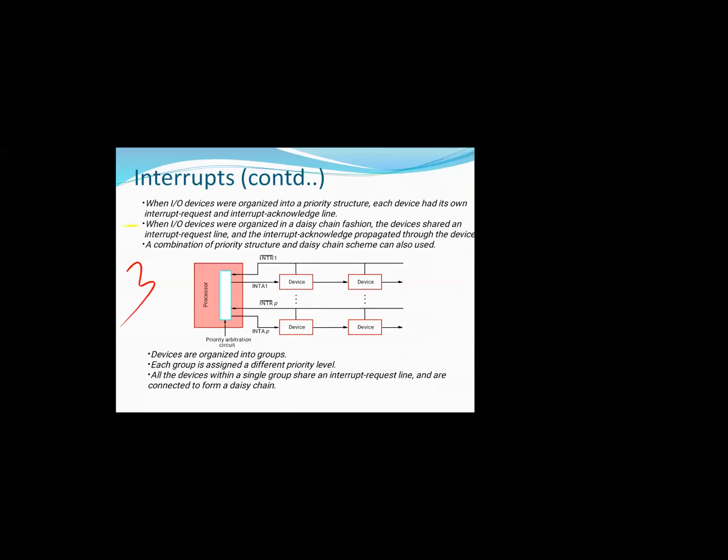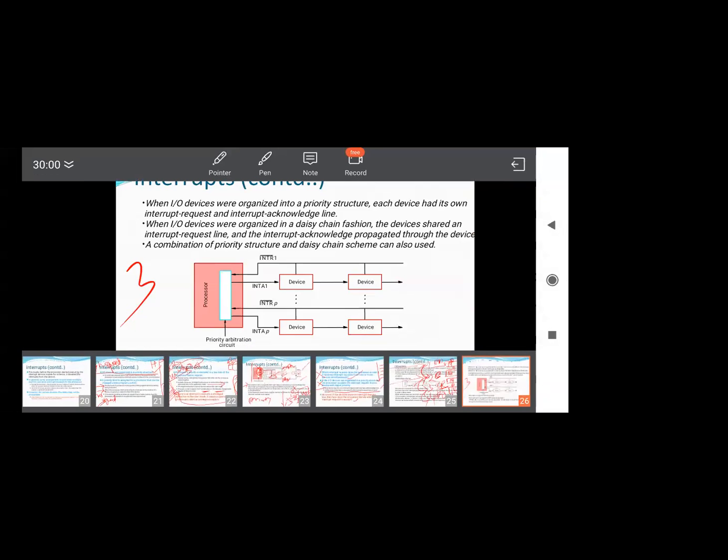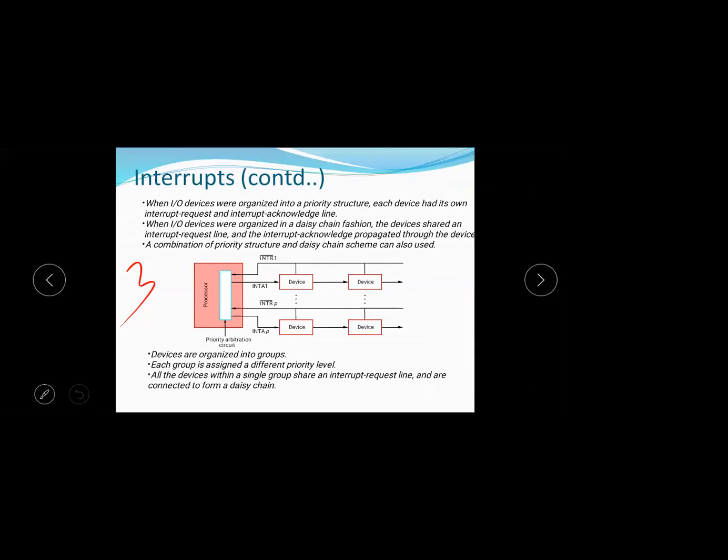When IO devices are organized in a daisy chain fashion, the devices share an interrupt request line and the interrupt acknowledgement is propagated through the devices. A combination of priority structure and daisy chains can also be used. Okay, here, children.